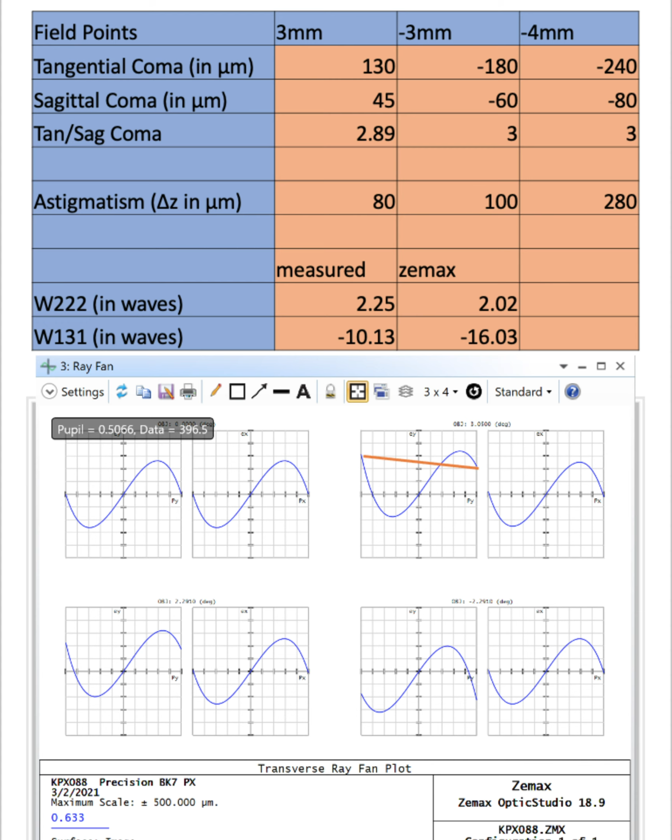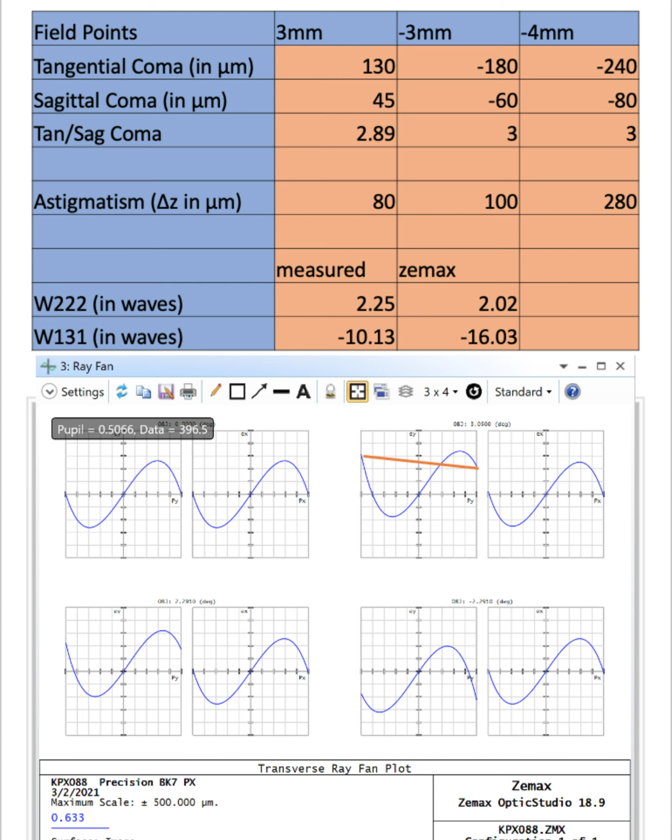The tangential coma was consistently about 3 times more than the sagittal coma. However, the Seidel coefficient for the measured and the Zemax simulation were fairly different. The Seidel coefficient for astigmatism, however, was very similar to the Zemax simulation.